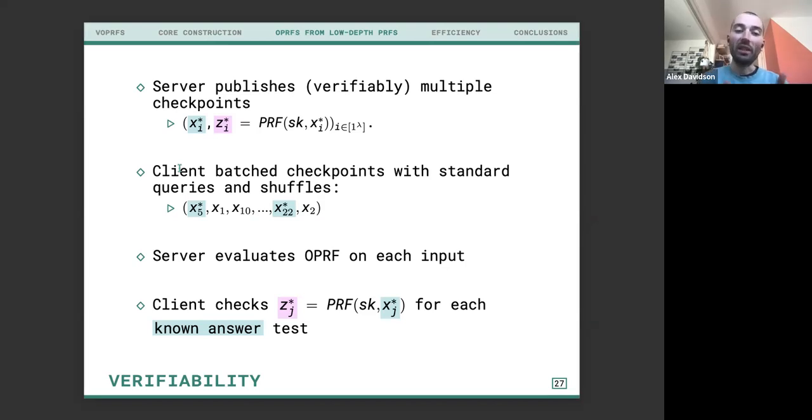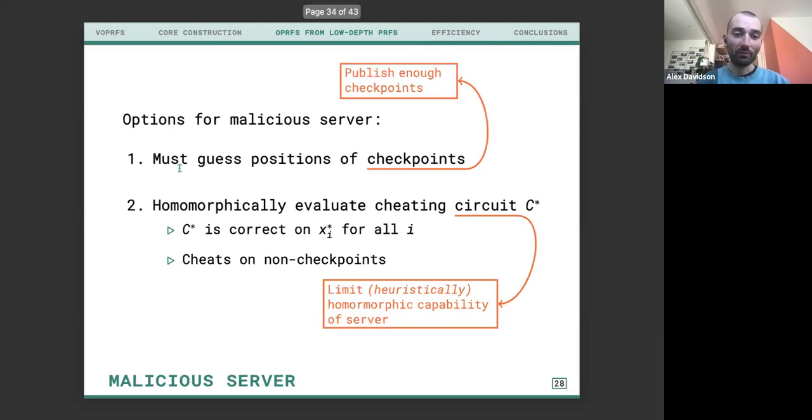Clearly, if the server only cheats on the real inputs but performs the right pseudorandom function evaluation on the known answer test, then they'll get away with proving to the client that they've verifiably evaluated the pseudorandom function when they haven't done. But we're going to show why we think that's a difficult task.